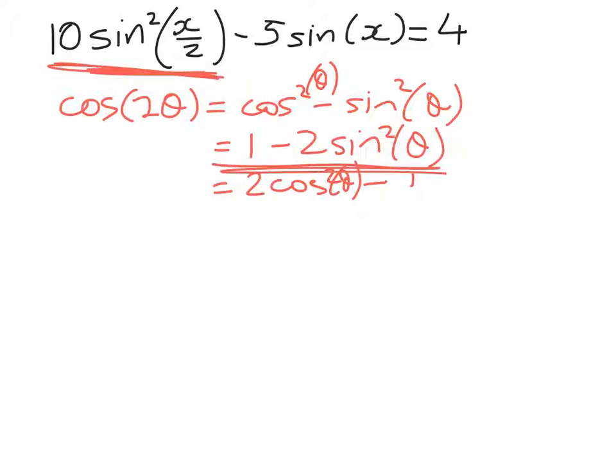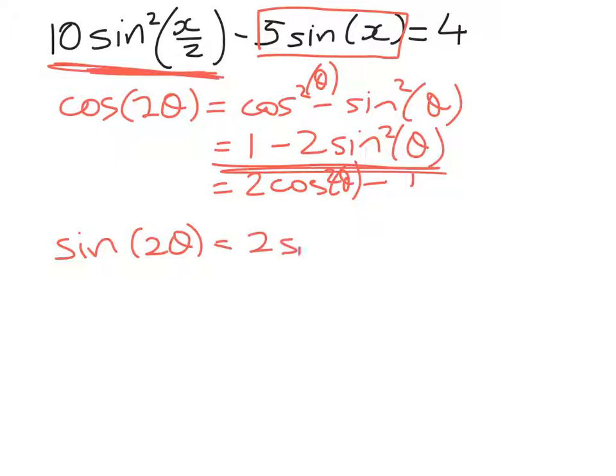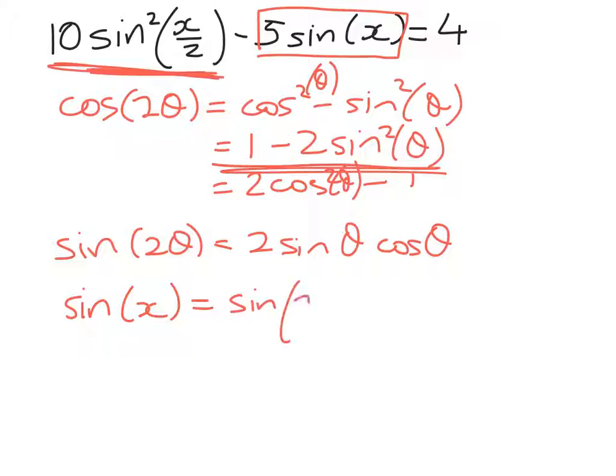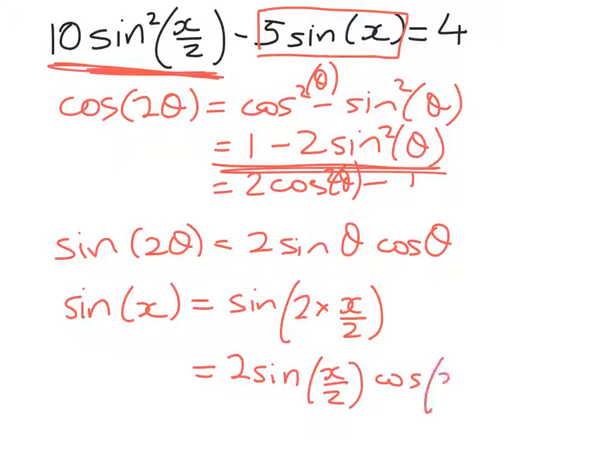But I found a simpler way was instead to think about this term here. Now, I've got 5 sine of x. I somehow want to turn that x into an x on 2. So let's think about what sine of 2 theta is. Well, that's 2 sine theta cos theta. So, sine of x is equal to the sine of 2 times x over 2. So now we can force that into this pattern. So sine of x is equal to 2 sine x over 2 cos of x over 2.